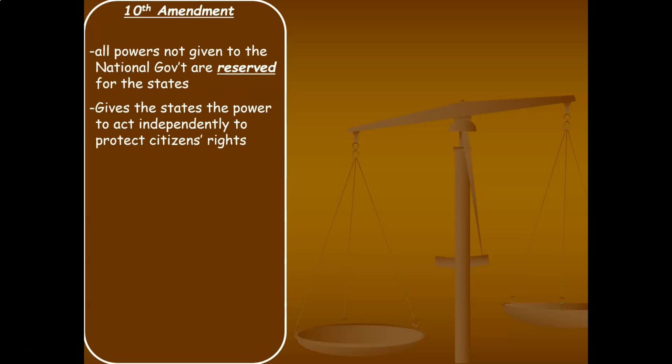The 10th Amendment we call the State Power Amendment. All powers not given to the national government are reserved for the states. So they're reserved powers. We already talked about that a little bit. Essentially, if the national government does not have the power, then it is reserved for the states. The reason for that is to balance the power. We talked about that when we talked about federalism. And this gives the states the power to act independently to protect the citizens and their rights.